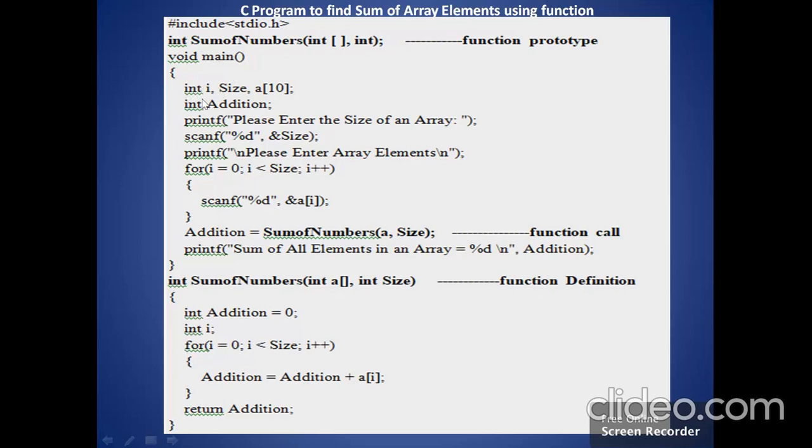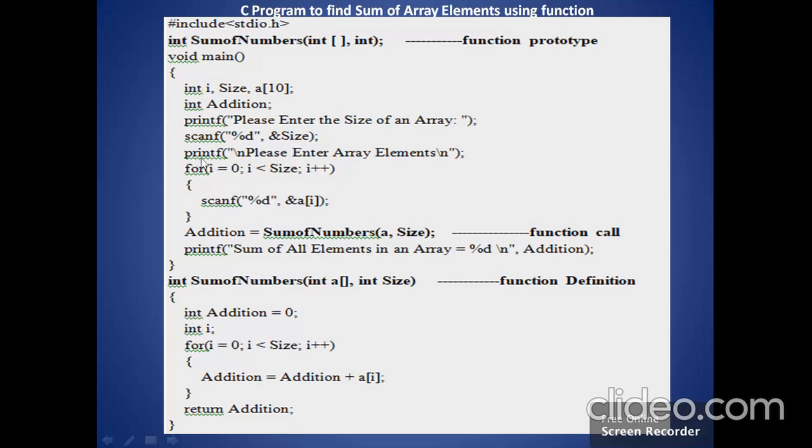Inside the void main, first we will declare the variables used in the program. That is i, then size, then the array, then addition. These variables are declared. After that, we will call the printf function. The statement we write in the printf function is "please enter the size of the array". Then we will call the scanf function. With the help of that scanf function, the size of the array is stored in the variable size.